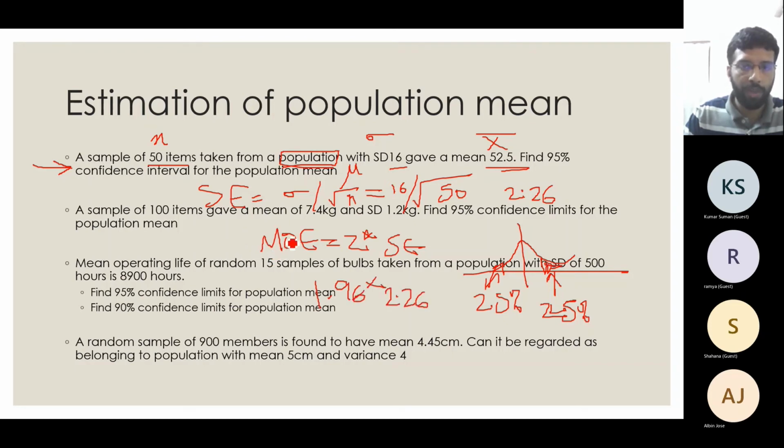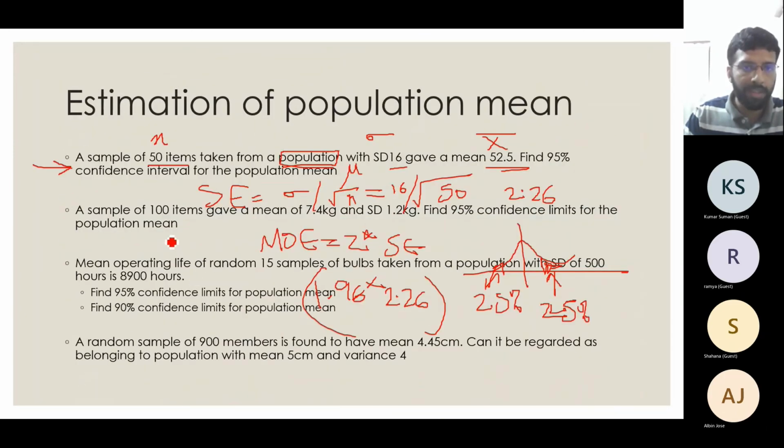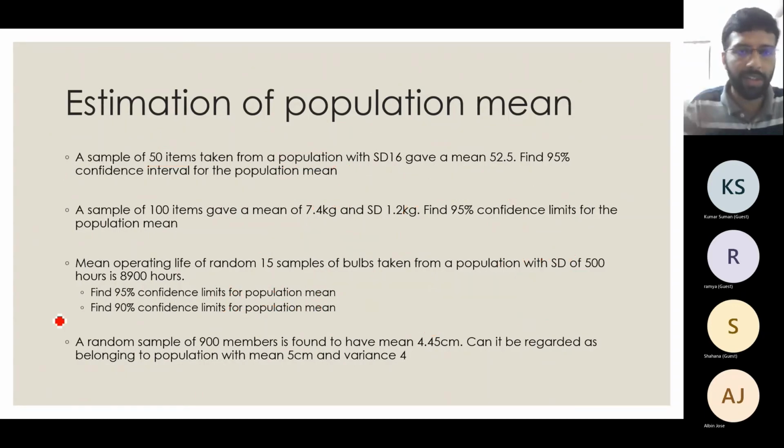Now to find my confidence interval, referring back to my formula, it is sample statistic plus or minus margin of error. So the sample statistic in this case is 52.5, plus or minus my margin of error. Minus will give me the lower limit and plus will give me my upper limit. So 52.5 plus or minus 1.96 into 2.26 will give my confidence interval corresponding to this first problem. Okay, so we will solve other problems. Our next three problems are also on the same lines, slightly different cases. So we will solve those also, so you will get this concept very clear.